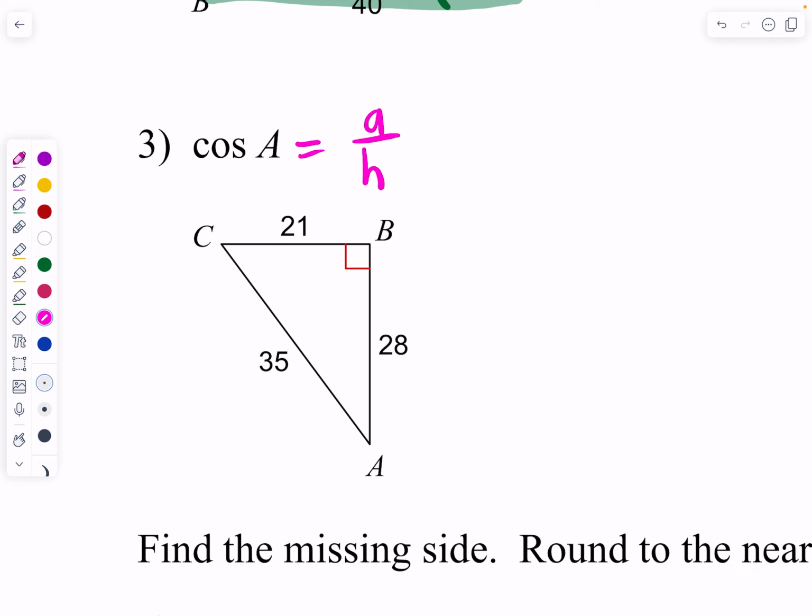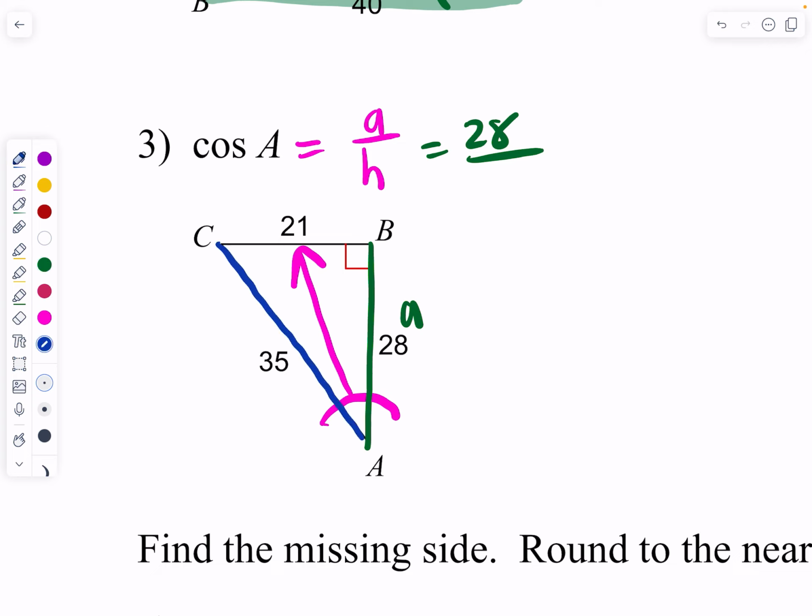So from angle A, what is adjacent? Well, this piece is opposite. So what is adjacent? Adjacent is going to be 28. It's the shorter of the two that are touching it. What is our hypotenuse? Our hypotenuse is going to be 35. So for now, we're going to leave that as 28 over 35. We'll worry about actually working with that later. So I didn't need my opposite there, so I left the 21 out.